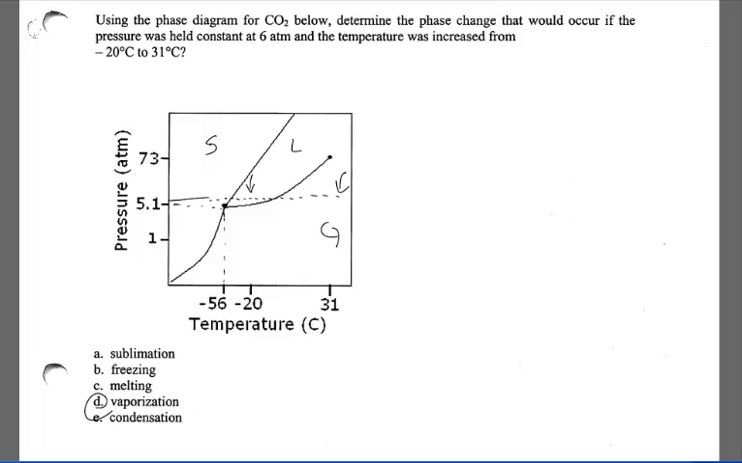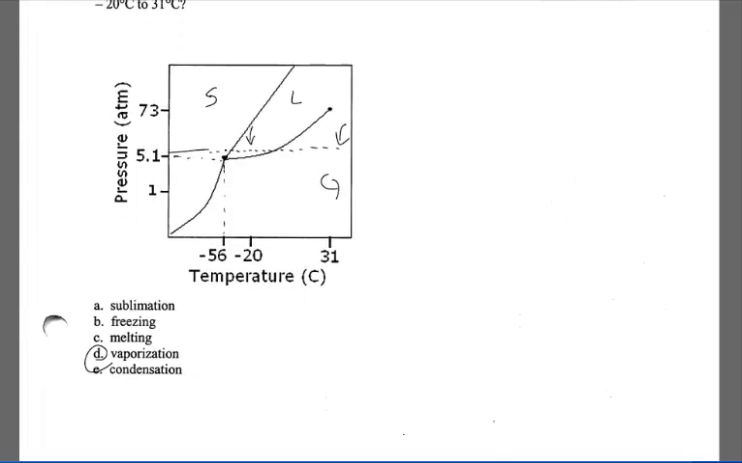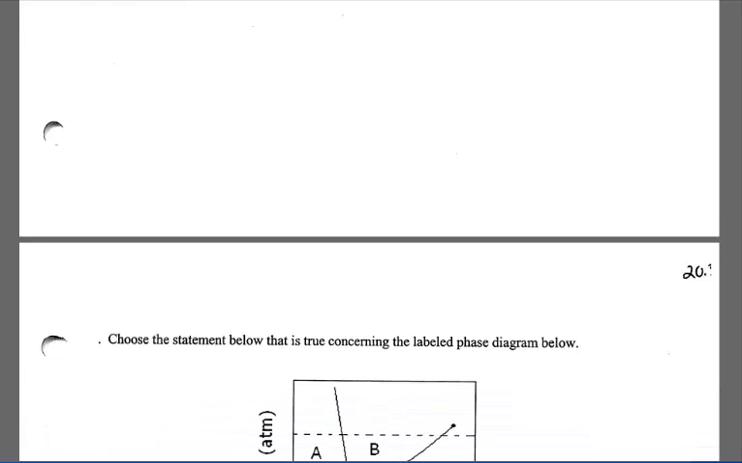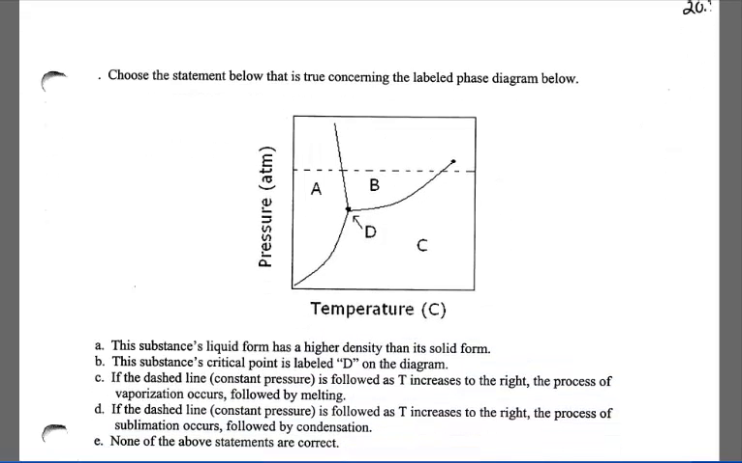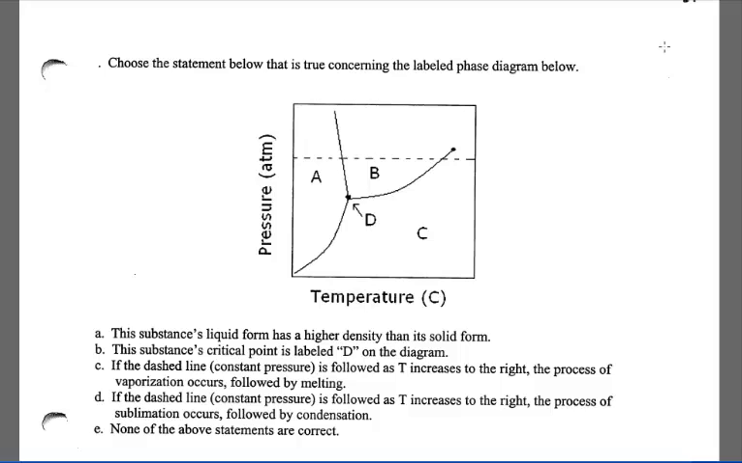Okay, one more problem with phase diagrams. Here is a phase diagram of some unknown substance, and you're to pick which phrase is true among A through E. All right, let's look at all of them in turn. We have a substance here. We have phases A, B, and C. We should know that this one's solid, this one's liquid, this one's gas. We know that D is the triple point. And here, this one's not labeled, but that would be the critical point.